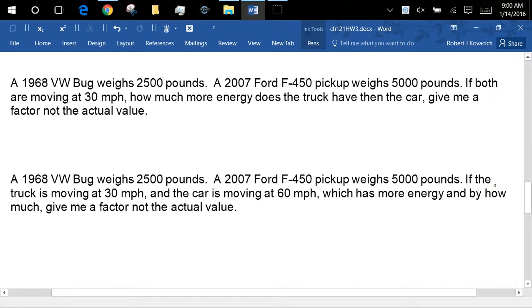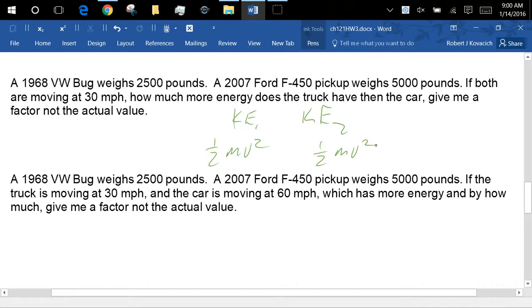Okay, so I got a VW Bug and I got a pickup truck, and the pickup truck is twice as massive. If they're moving at the same speed, we're talking about the kinetic energy of this one thing compared to the kinetic energy of this other thing. They're not actually equal to each other; we're just comparing these two things. So it's 1/2 mv squared and 1/2 mv squared.